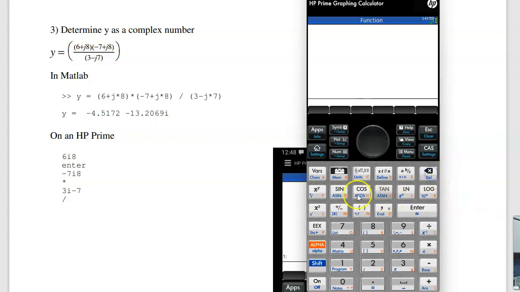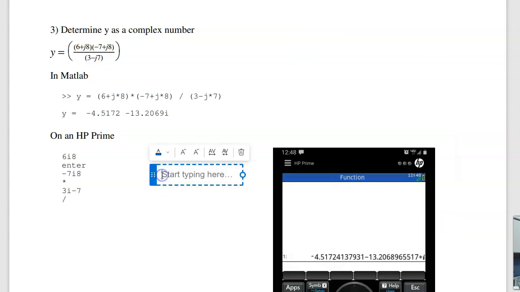On an HP Prime, I'll take the first number, 6 plus j8, push that on the stack. Now multiply by negative 7 plus j8. These two numbers multiply. Then divide by 3 minus j7. 3, i, negative 7, divide. There's your answer. It's a little bit backwards, a little bit weird notation. Once you get used to it, it's really, really fast.